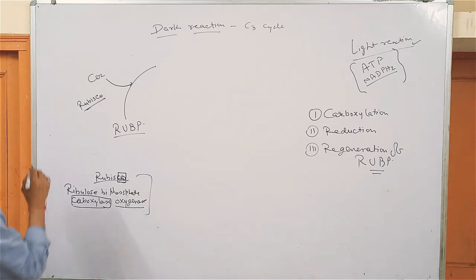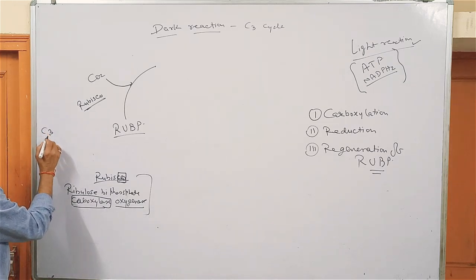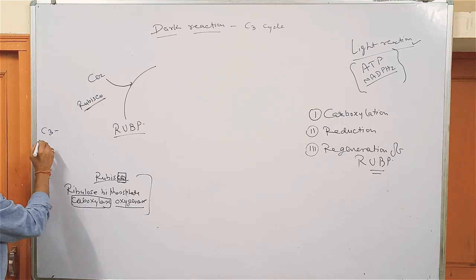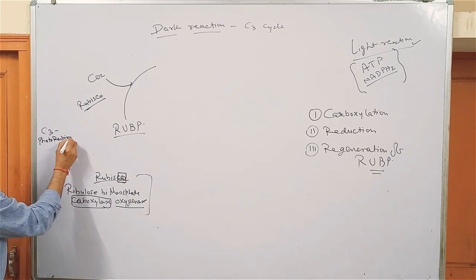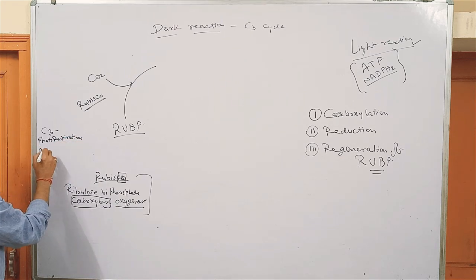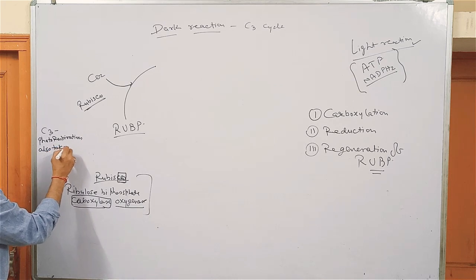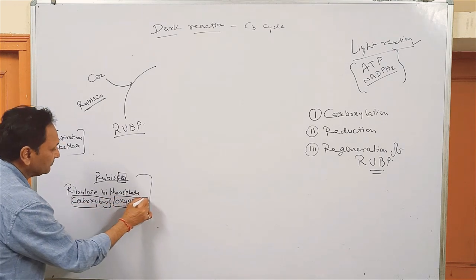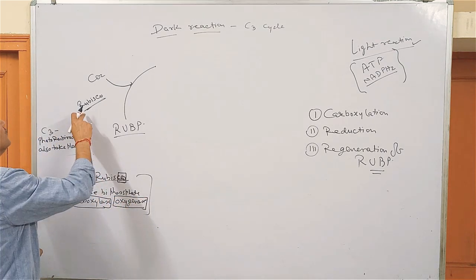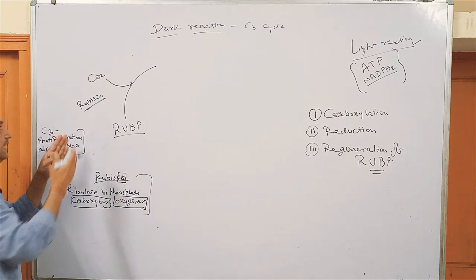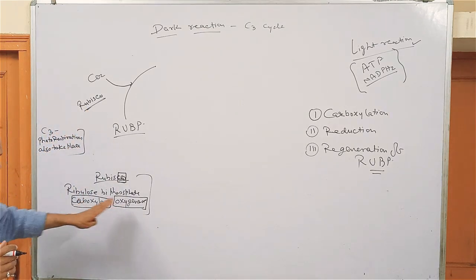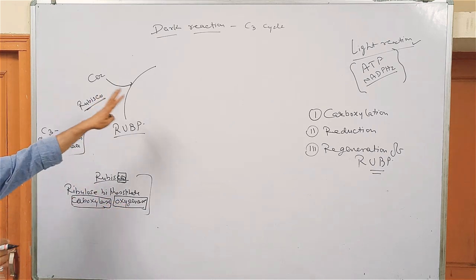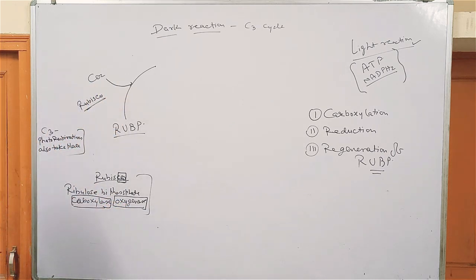Because it has been seen that in C3 plants, photorespiration also takes place, and during this photorespiration this oxygenation will take place, where the rubisco is also involved, so the name is carboxylase oxygenase. But in the C3 cycle only carboxylation will take place.